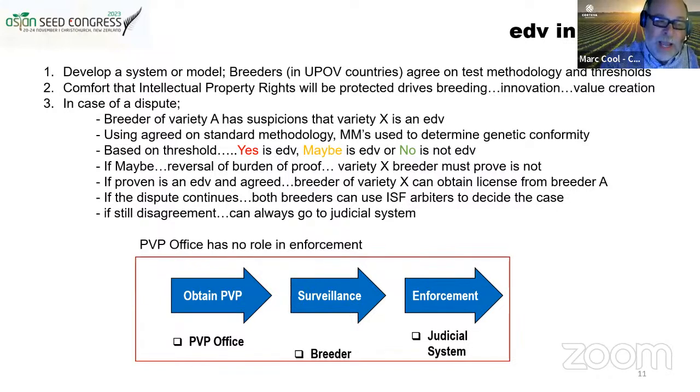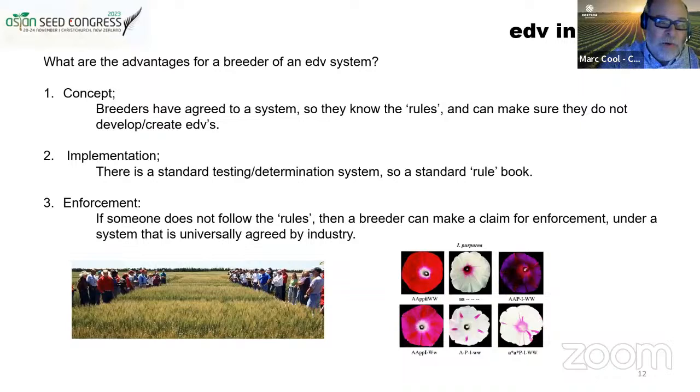If it is, then they grant a PVP certificate, and that's where the PVP office's responsibility ends. The breeder is in charge of surveillance, so making sure that they know what material is out there being sold, and the system I described above with the reversal of burden of proof and with an arbitration system, and eventually an enforcement through a judicial system is then a next step, but none of that is the responsibility of the PVP office.